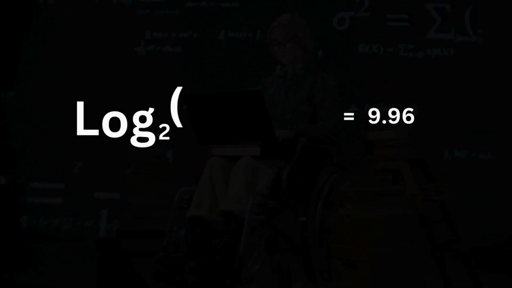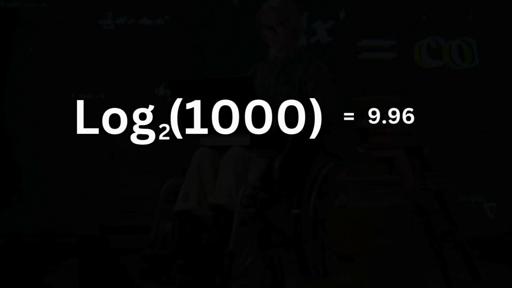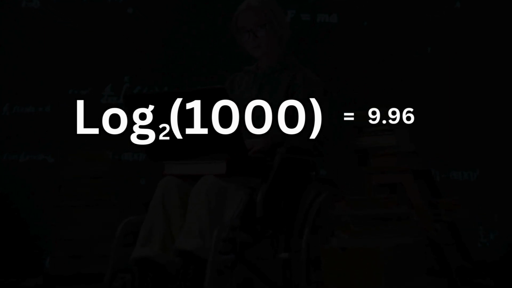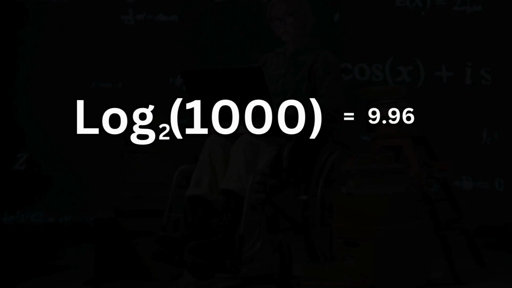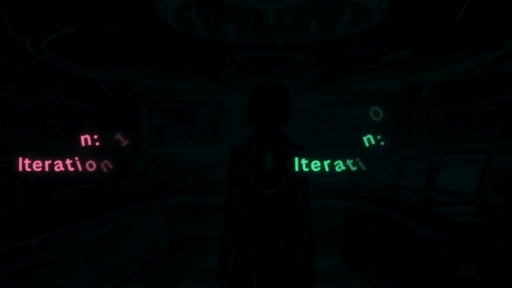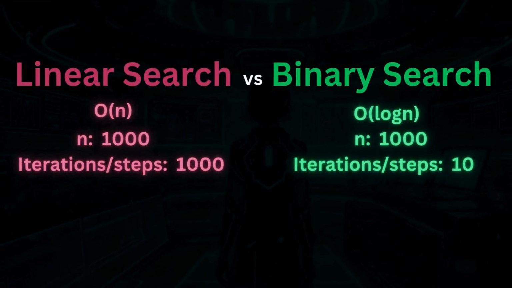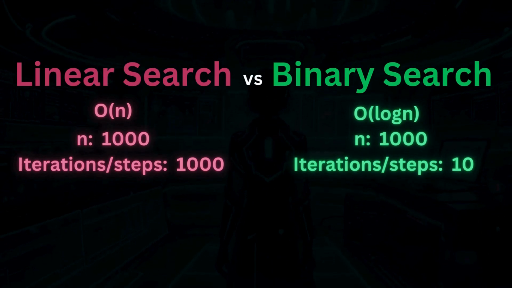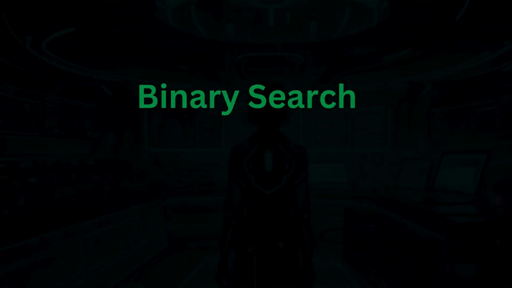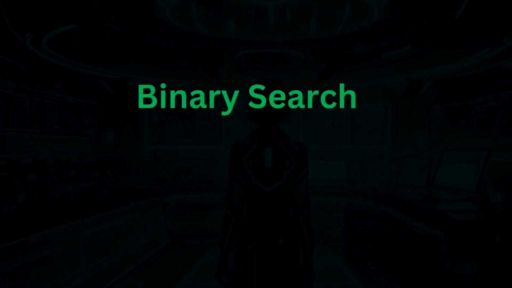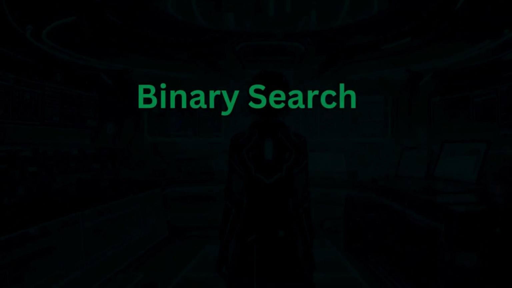And if you were to calculate the base 2 logarithm of 1000, you would arrive at approximately 10, a testament to the efficiency and power of binary search. So, in comparison, in the linear search, in the worst case, it took us 1000 steps to find our number. But in binary search, it actually just took us 10 steps. Okay, so now that we see that the binary search is effective, let's see how to implement it in code.